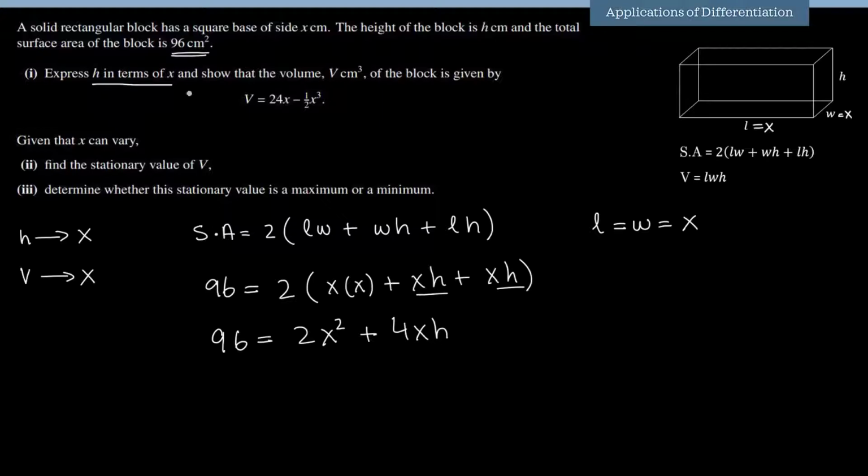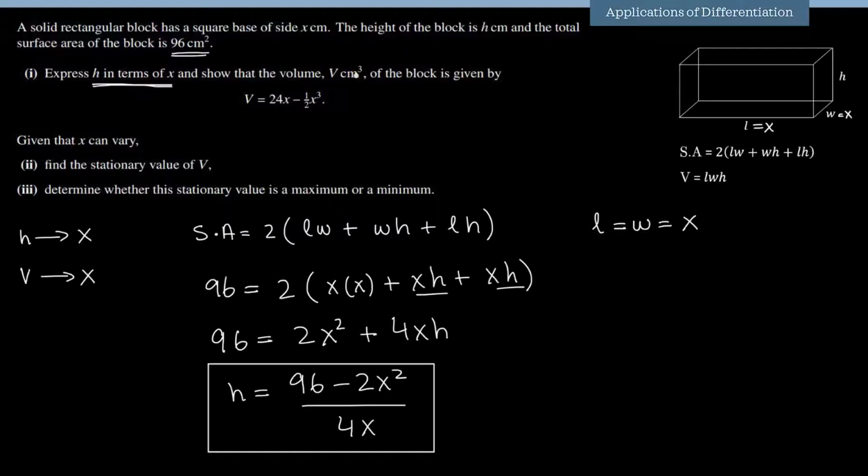The question asked me first to express h in terms of x. So I need to make h the subject over here. So when I make h the subject, the equation that I'll get is h = (96 - 2x squared) divided by 4x. This is the equation of h in terms of x.